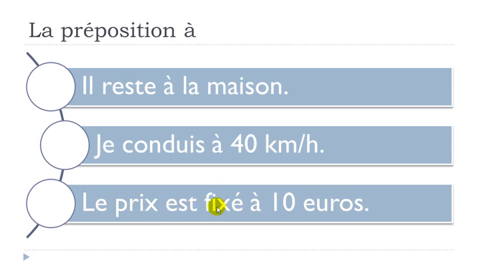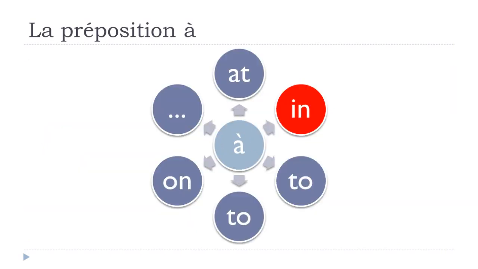So in that case, it would be translated by this at, but here we would use this à in French. Il reste à la maison. Je conduis à 40 km/h. Le prix est fixé à 10 euros. So if you want to express this at concept for these situations, then you will have to use this preposition à. Okay, so let's see now the second category, and it will be this in concept.